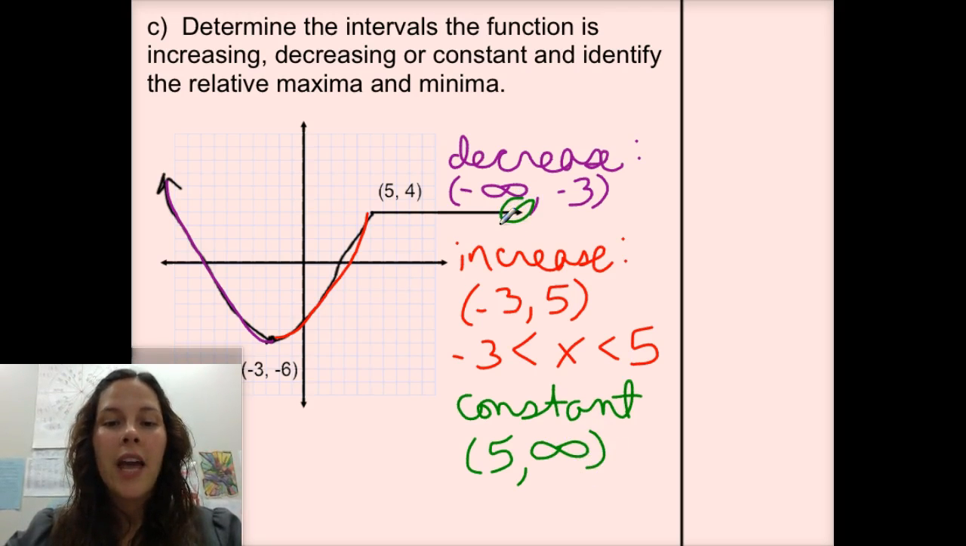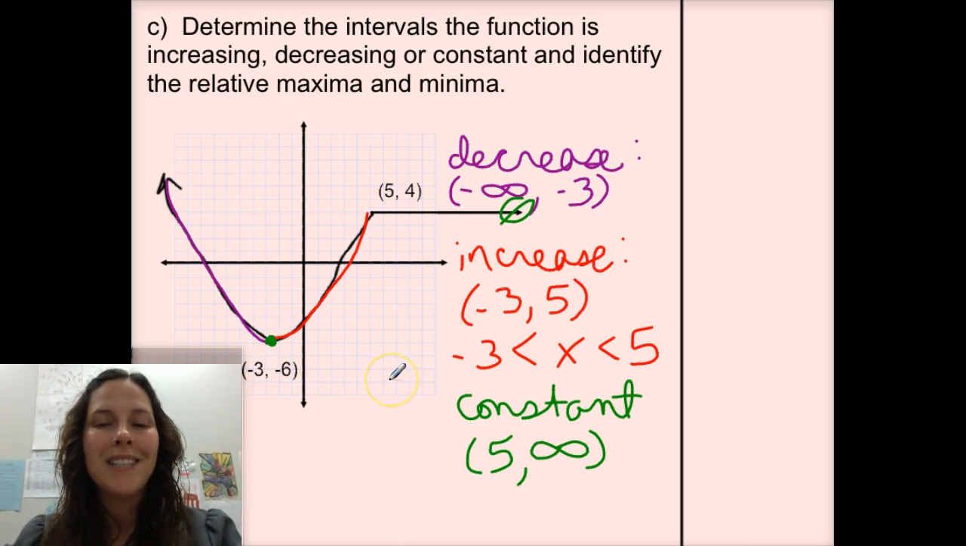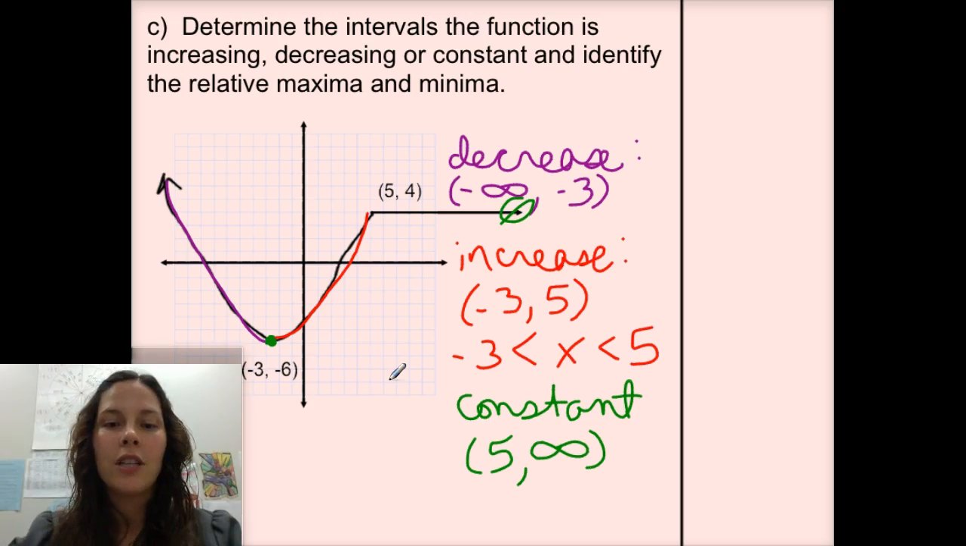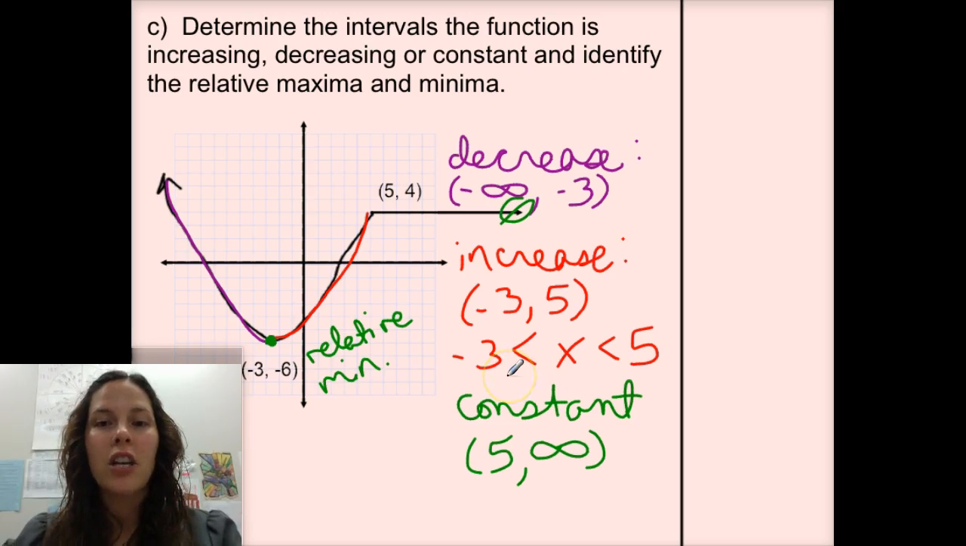So we did have a point where the graph turned from decreasing to increasing. So you can visually see that this is a relative minimum. And because the function did not change to be decreasing again, it stayed constant, we have no relative maximum.